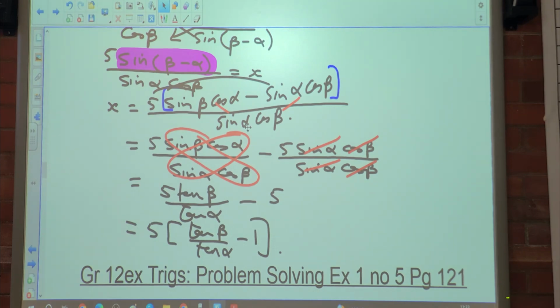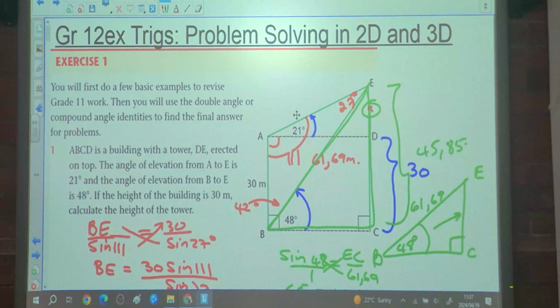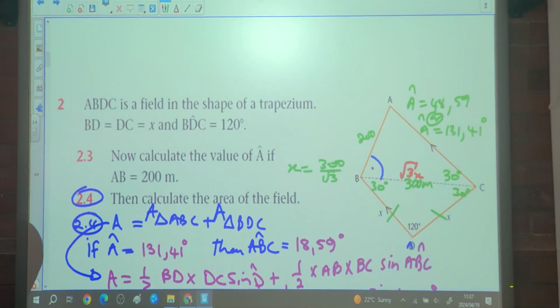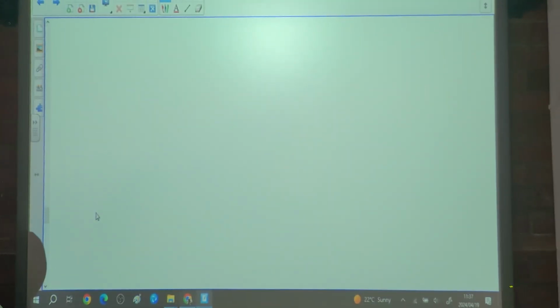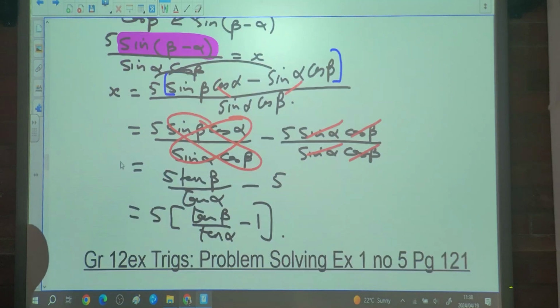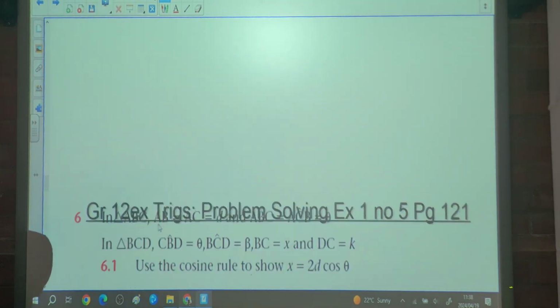Good morning, class. Good morning, class. So today we're looking at exercise 1, dealing with 2D and 3D problems. At this point I must still do number 6. Alright.